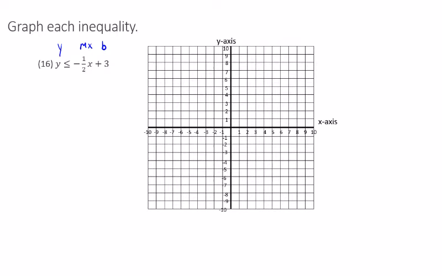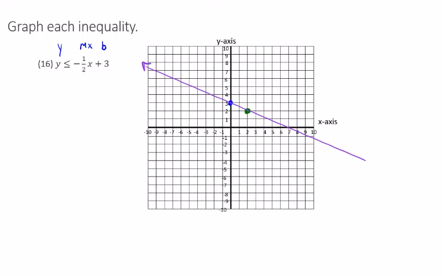So I'm going to plot the y-intercept, which is 3. And then I'm going to use the slope to find the next point. So the slope is -1/2. So I'm going to go down 1 and over 2, right? And then I'm just going to connect the dots using a straight edge. All right, so there's the line.